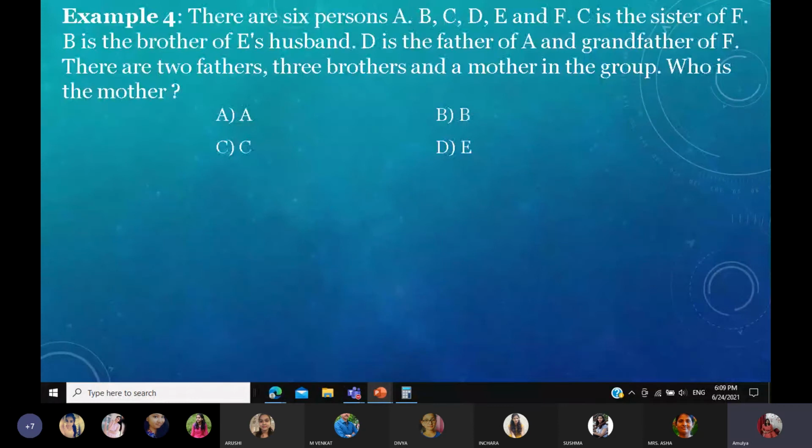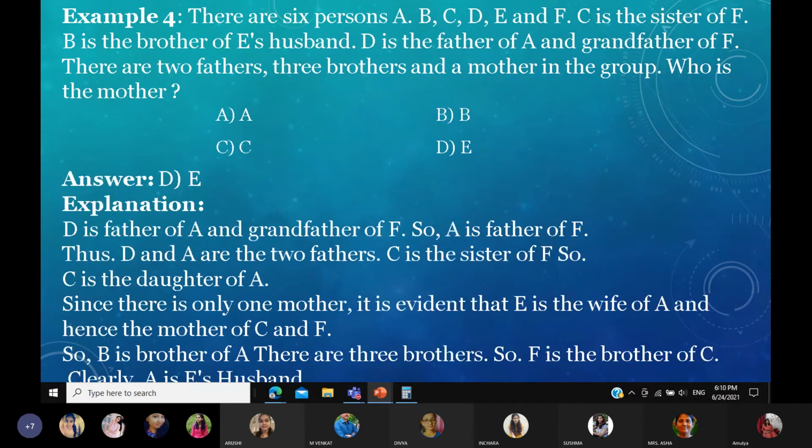Next, there are 6 persons, A, B, C, D, E, and F. C is the sister of F, B is the brother of E's husband, D is the father of A and grandfather of F. There are 2 fathers, 3 brothers and a mother in the group. Who is the mother? Anybody? C. Sorry, it is E, where we see D is the father of A and grandfather of F.